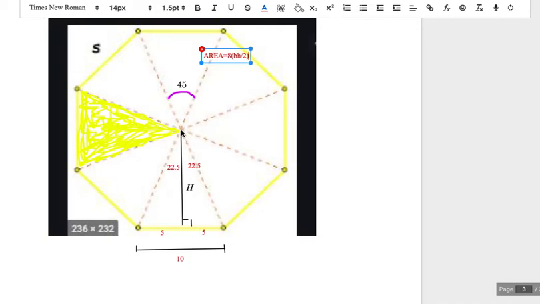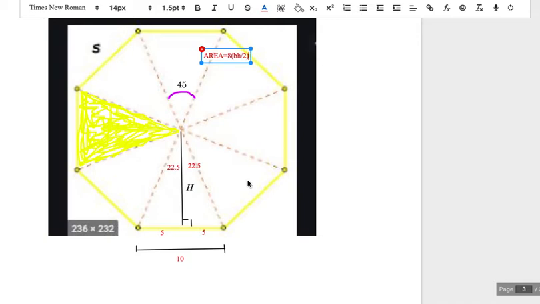Here's my height. Notice the height has come down. It's perpendicular. It's divided the base into 2 parts. So this is 5 and that's 5. That entire length is 10. Notice it's also cut that 45-degree angle right here into 2 equal pieces. So that's 22.5 and this is 22.5.